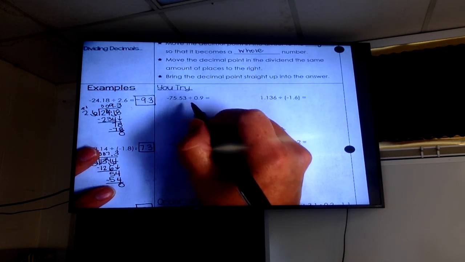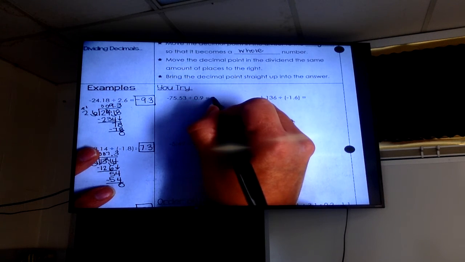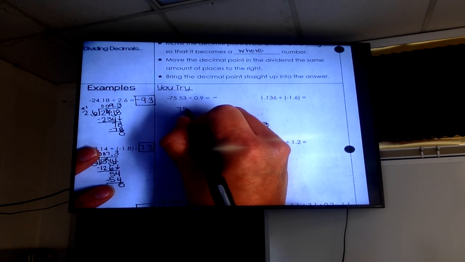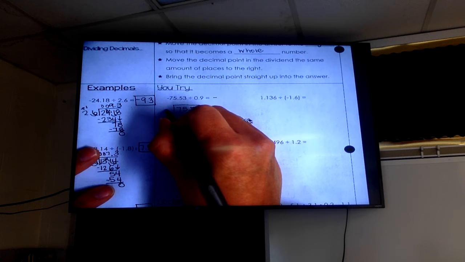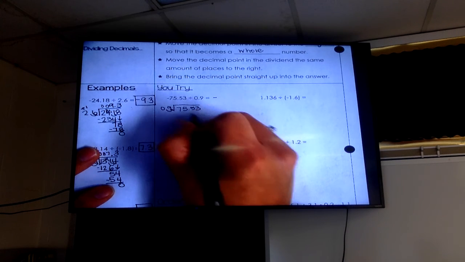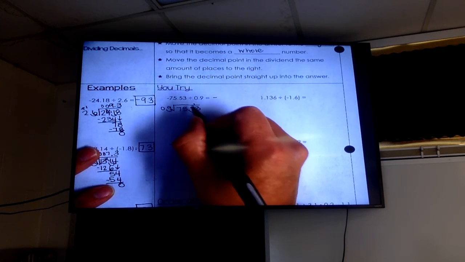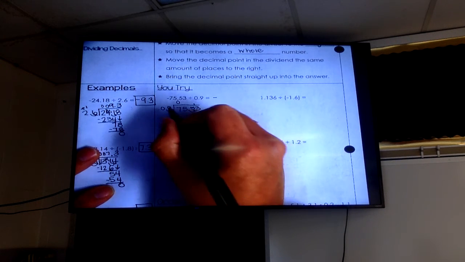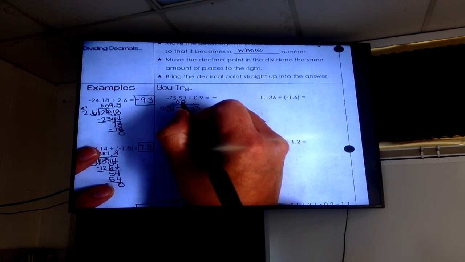So I have 75 and 53 hundredths divided by 9 tenths. A negative divided by a positive is a negative. So I'm going to write 75 and 53 hundredths divided by 9 tenths. Move the decimal point 1 here. Move it one place over here. Bring it straight up.